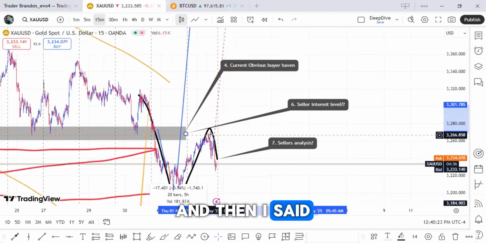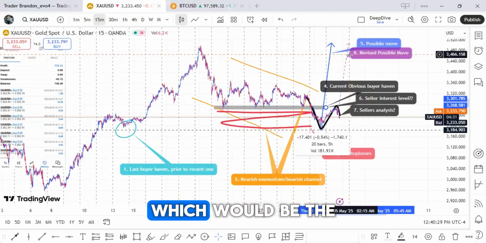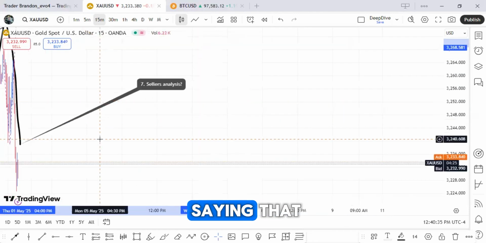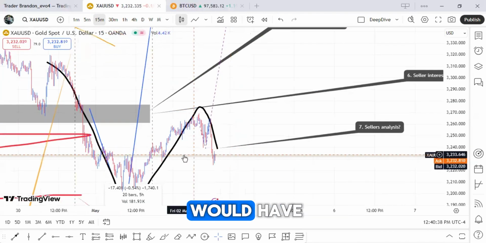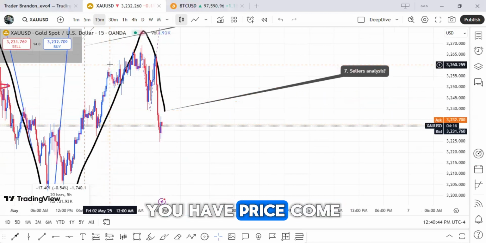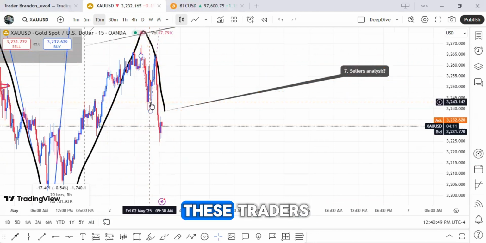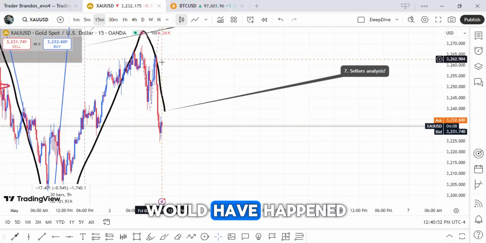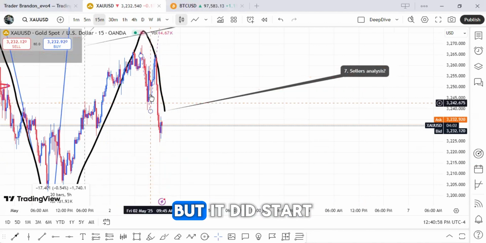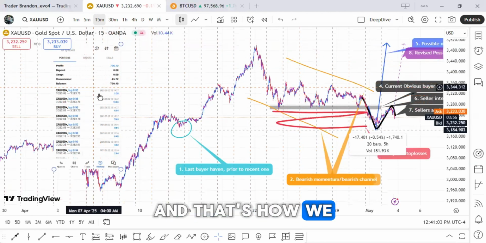And then I said point number 8, right? Point number 8 would be the purple one, which would be the revised possible move. Now, what is the revised possible move and why? I'm saying that I believe traders would have been interested in this last break and retest. You have price come up, touch, break, and go. Price would have been interested in getting rid of these traders and then going for buys. I thought that would have happened for the NFP event itself. It just so happened that it didn't play out exactly for the NFP event, but it did start to buy. And interestingly enough, right when it started to buy is when I started to buy. And that's how we ended up right here.